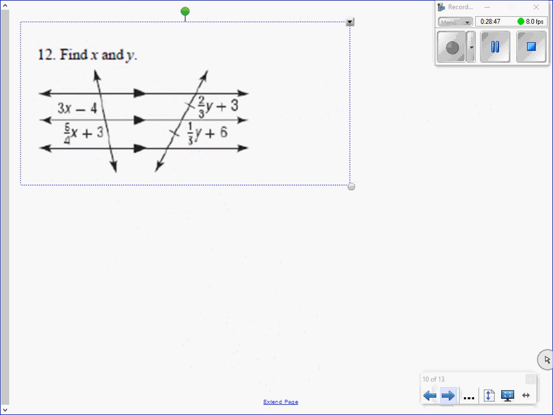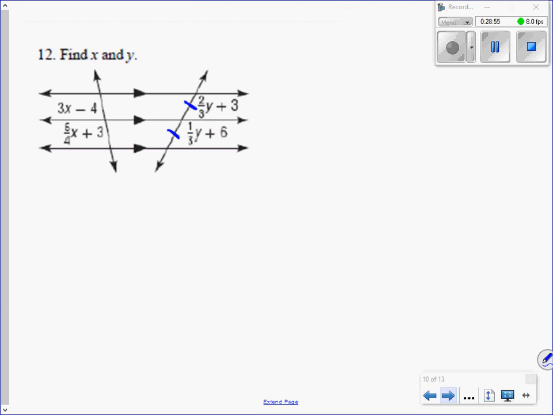This one looks a little scary. It's really not that bad. These are congruent. Okay? And it is hard to read a little bit because we're not sure exactly what it is referring to. It's talking about these lengths. This one has a length of 1/3 y plus 6. This one has a length of 2/3 y plus 3. They are congruent, which means they're equal.